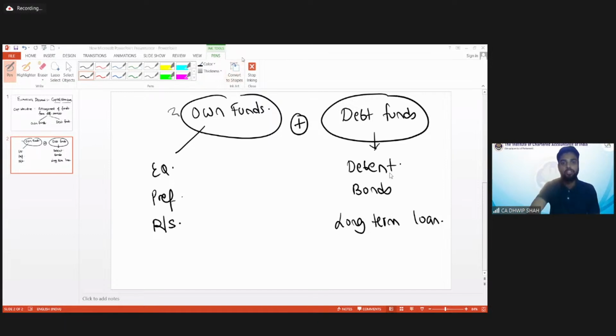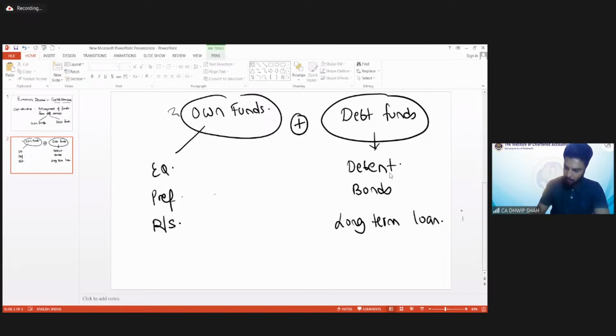In what proportion are they required to be raised? Yes, this is the ultimate objective of this chapter: from which sources, and how much proportion of that source is to be added. Yes or no? Correct. So the overall learning objective of this chapter is the first learning objective.